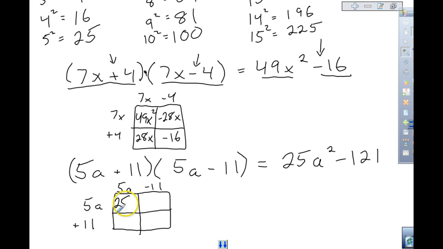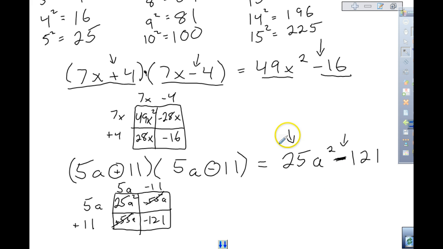We'll get 25a squared. Here we'll get negative 121. Here we'll get a negative 55a. And here we'll get a positive 55a. So once again, they cancel out. So you can see, if one is positive and one is negative, they'll just multiply like this with a subtraction, because a positive times a negative is a negative. So when we're going the reverse direction, you have to keep that in mind.